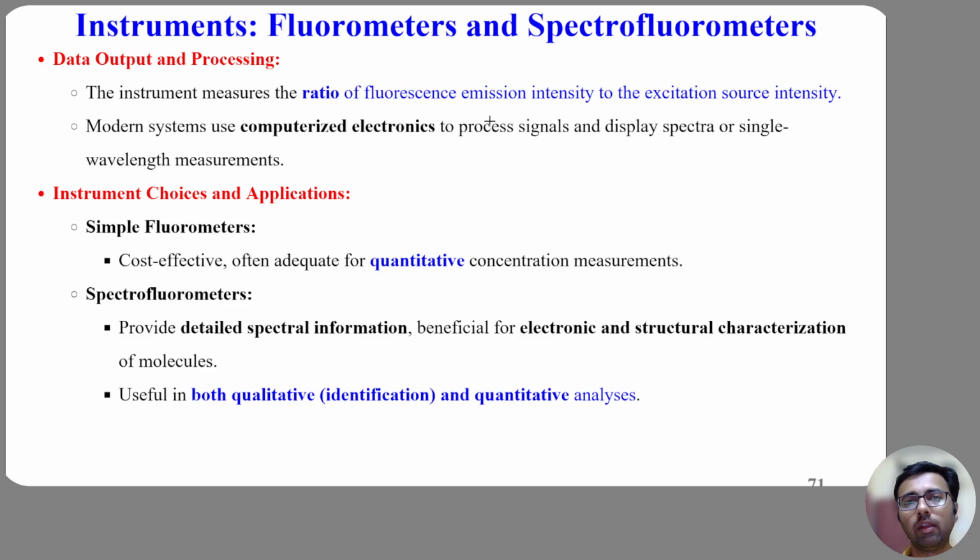When selecting an instrument, you must consider your application. Simple fluorometers are cost effective, ideal for routine quantitative analysis used when concentration is known, whereas spectrofluorometers provide continuous spectral data, enable structural characterization essential for unknown molecules. Therefore, spectrofluorometers support both qualitative identification and precision quantitative measurements.